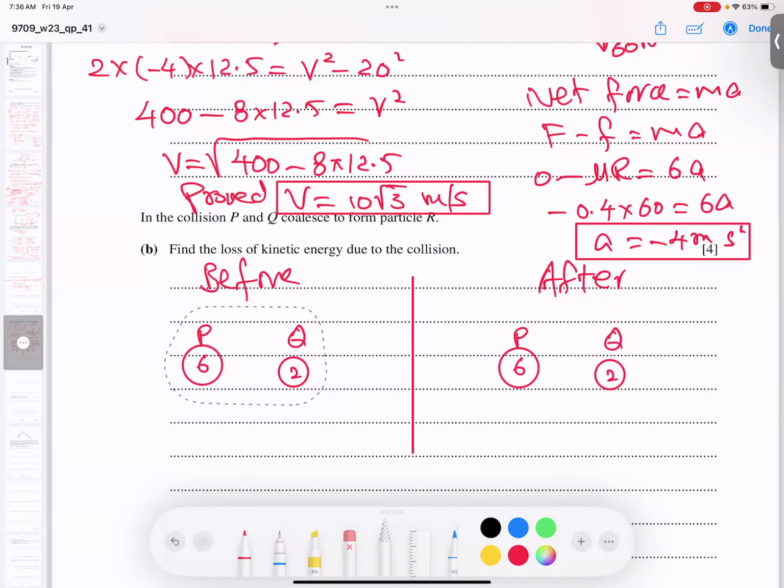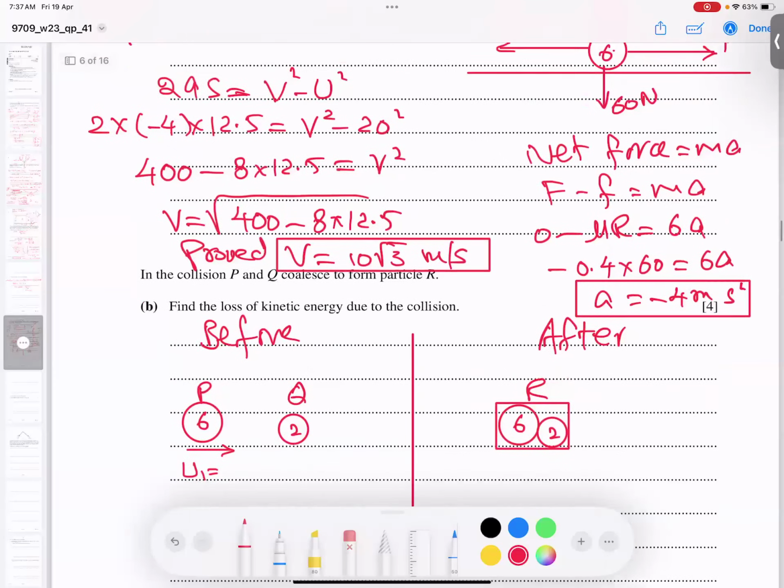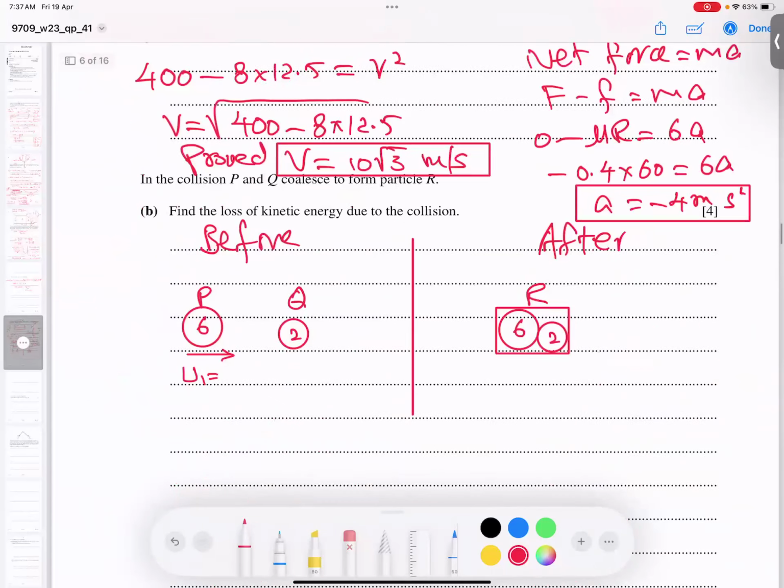And after collision, what is going on? This will behave as one particle together. It will not be dealt with as P and Q; it will be dealt with as R. They will behave as one particle, and we will take this as R. Now P is traveling towards Q with this speed. So what is this speed? U1 is, let me check, 20, I think. Yeah, 20. And U2 is 0. And after collision, one speed is there collectively.